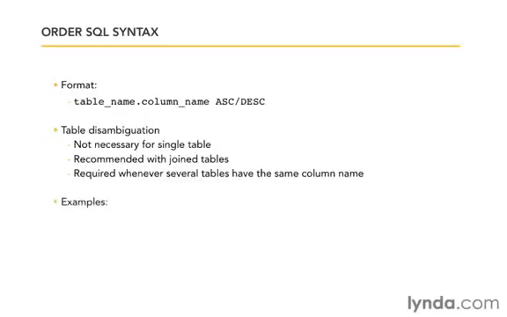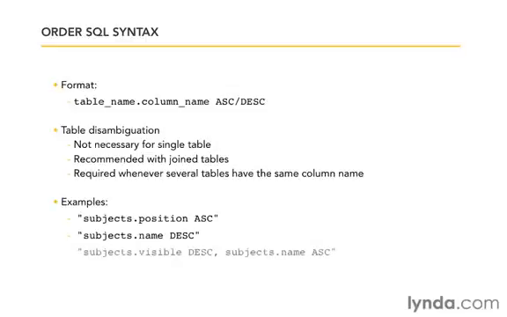So let's see a couple of examples. We saw subjects.position ascending. We also could have subjects.name descending. That's going to be reverse alphabetical order. Or we can combine two together with a comma. So subjects.visible descending is going to put the visible subjects first and the not visible subjects second.